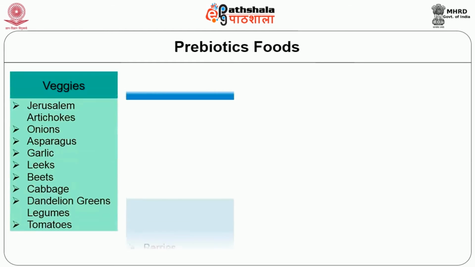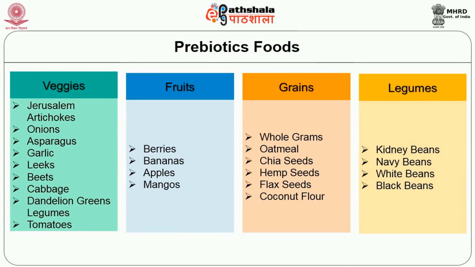Here you will see all the varieties of prebiotic commercially available foods. All these foods are being made commercial, like Jerusalem artichokes, onions, asparagus, garlic, leeks, beets, cabbage, tomatoes. Under grains you have whole grains, oatmeal, chia seeds, hemp seeds, flax seeds, coconut flour, fruits, berries, bananas, apples, mangoes, and in legumes, kidney beans, navy beans, white beans, black beans.